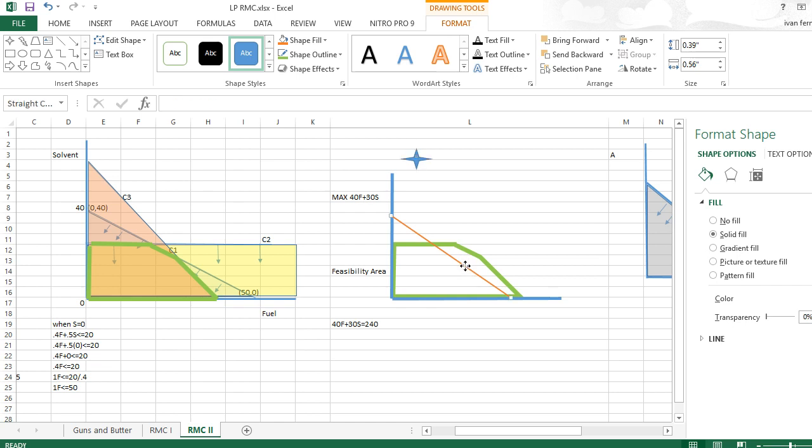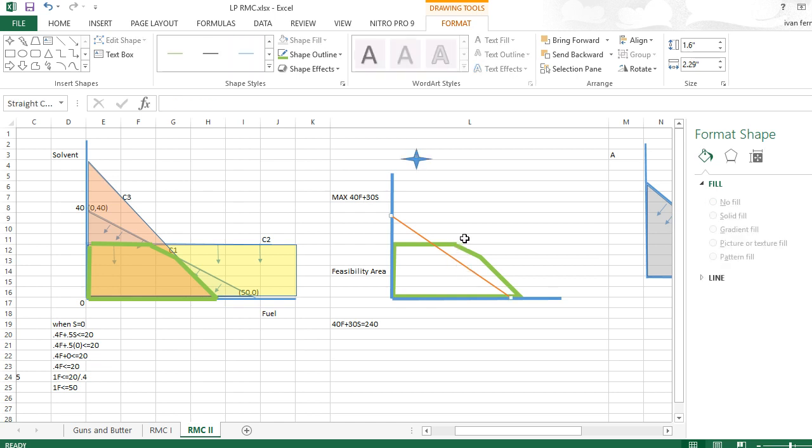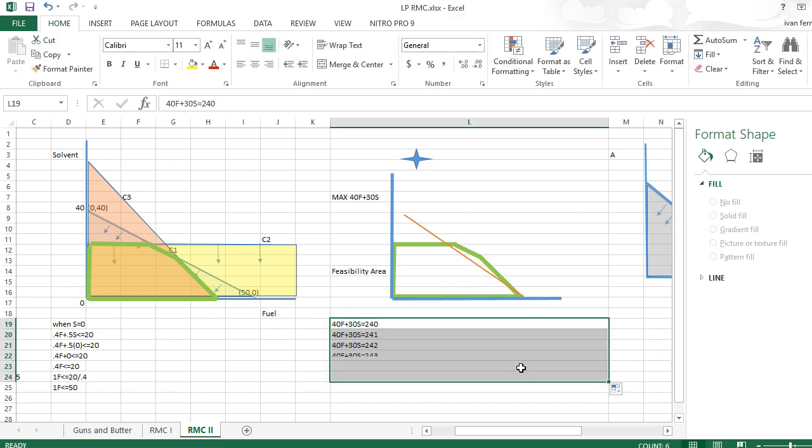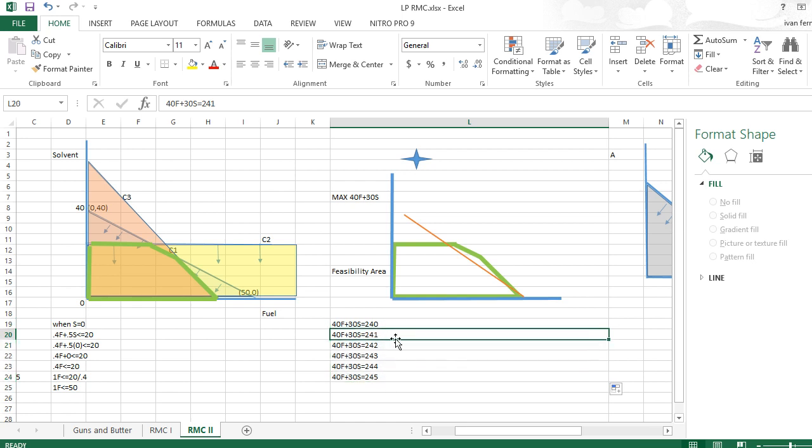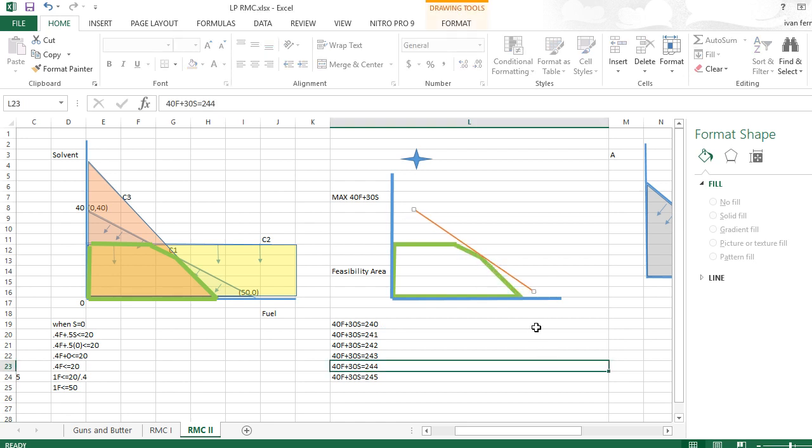So the trick is how do you know when you reach an optimal? Because you keep moving this line. And how do you move that line? Oh, by the way, I haven't told you. The way you move that line is by trying multiple values for that profit. You just try 241, 242, 243, 244, and on and on until you hit a critical point like that.